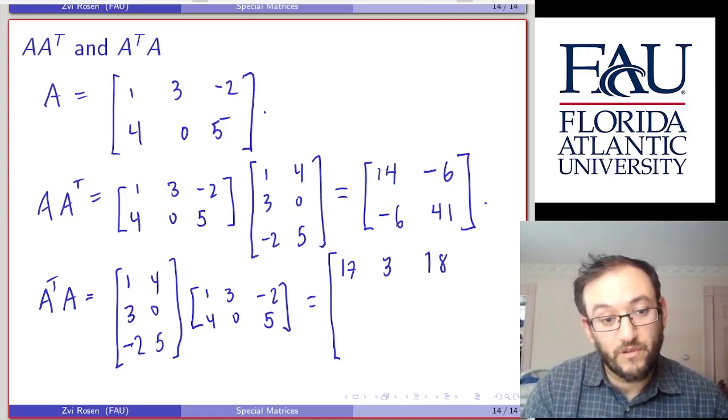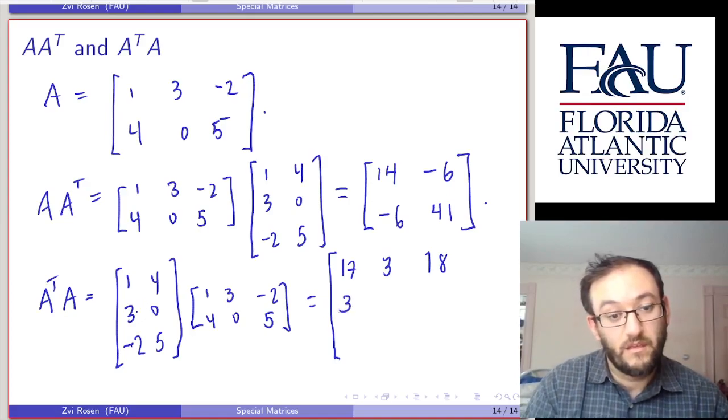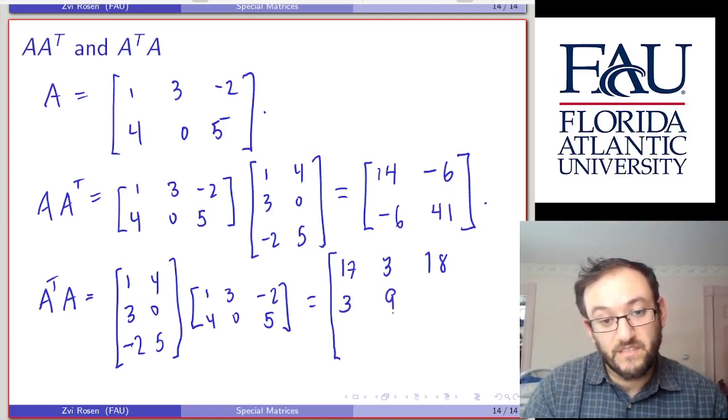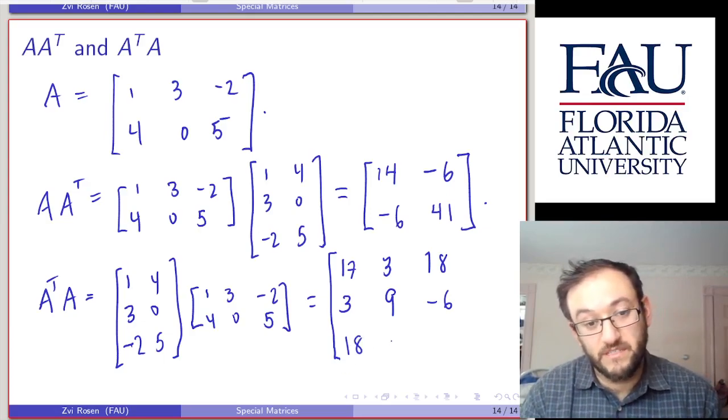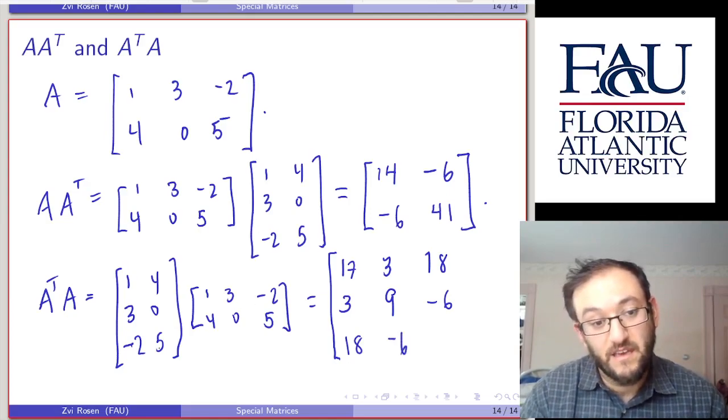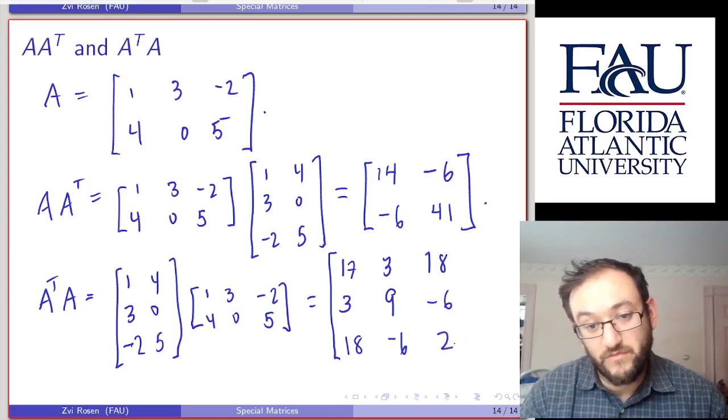Okay, second row, first column is 3,0 dot 1,4, or 3. 3,0 dot 3,0 gives us 9. 3,0 dot minus 2,5 gives us minus 6. Minus 2,5 dot 1,4 gives us 18. Minus 2,5 dot 3,0 gives us minus 6. Minus 2,5 dot minus 2,5 gives us 4 plus 25, or 29.